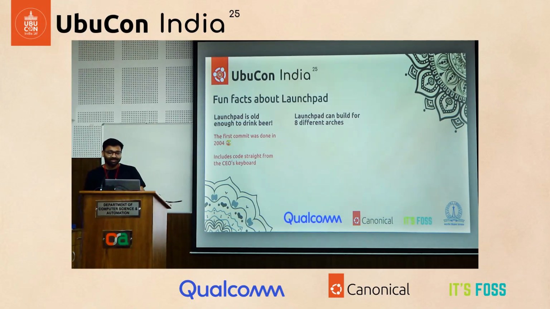We can build for 8 different architectures. So everywhere you can install Ubuntu, Launchpad can build binaries for those architectures. At the moment we have RISC-V, the famous ones like ARM, and also some architectures like s390x, ppc64el, etc. And I came to know a lot about Launchpad when I joined the team.